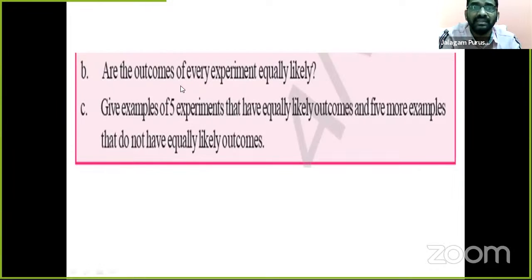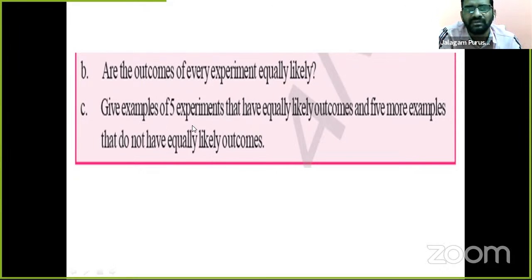Next, are the outcomes of every experiment equally likely? Children, tell me, are the outcomes of every experiment equally likely? All are equally likely? No, some were equally likely, some were not. Okay, right. And another: give examples of 5 experiments that have equally likely outcomes and 5 more examples that do not have equally likely outcomes. This is for you children. So write down 5 situations that are equally likely and 5 that are not equally likely. You must note this down.